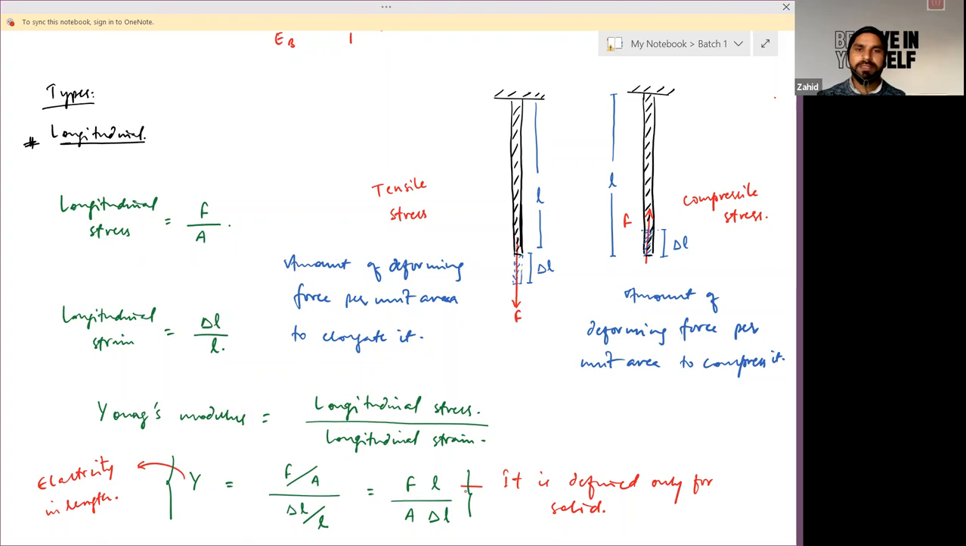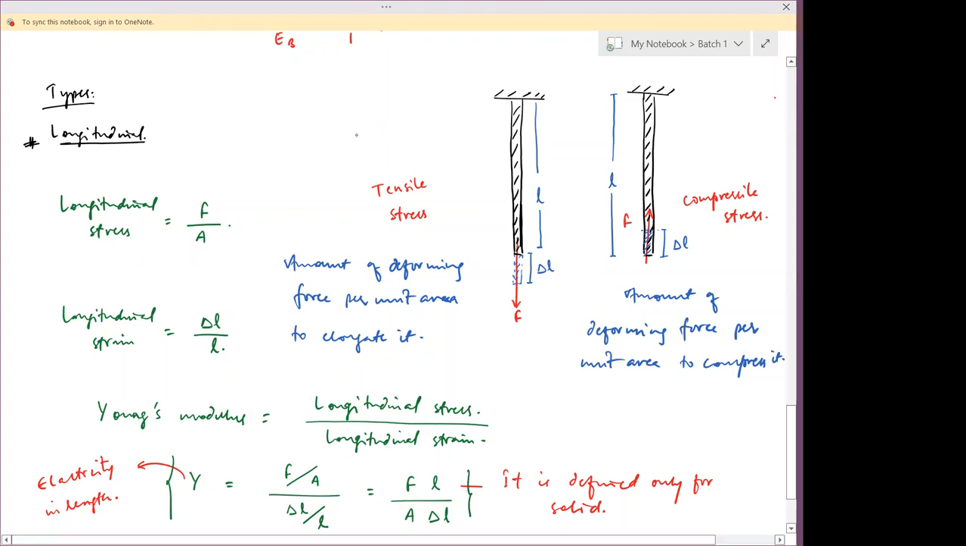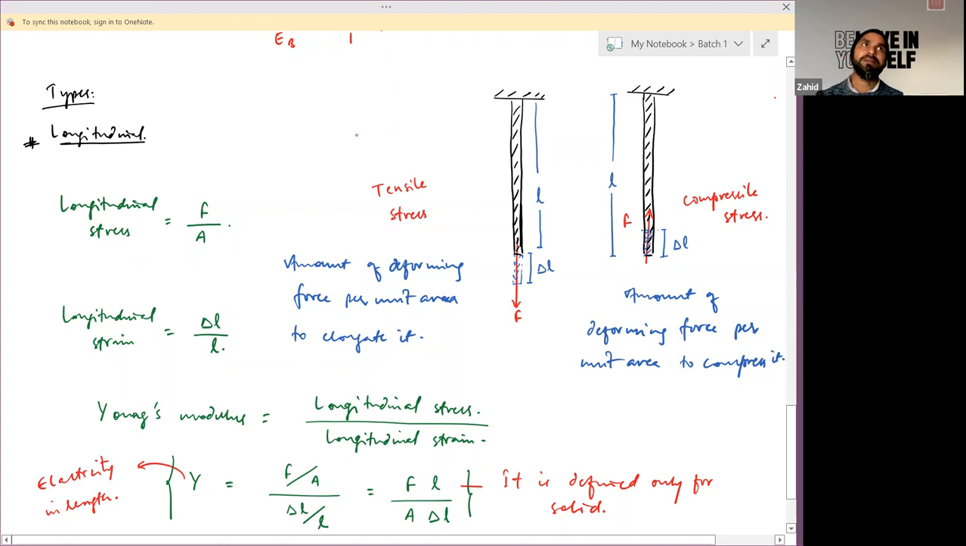Hamza, any doubt till this part? No, sir. Okay, so most important, just revise gravity, acceleration due to gravity, and Kepler's laws for your viva. Okay.